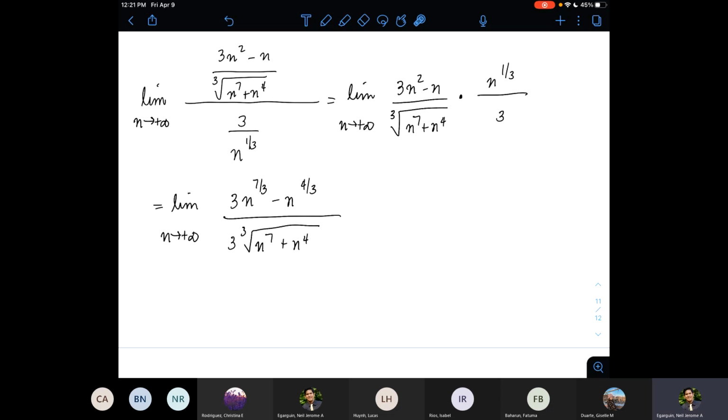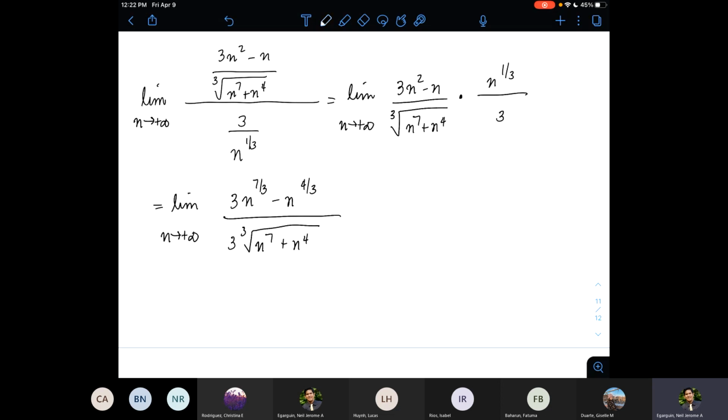So in the denominator, you have n to the 7th to be the largest power, but that n to the 7th is trapped inside the cube root. So you can think of it as n to the 7/3 as well. So the denominator has highest power n to the 7/3. The numerator also has higher power n to the 7/3, right?